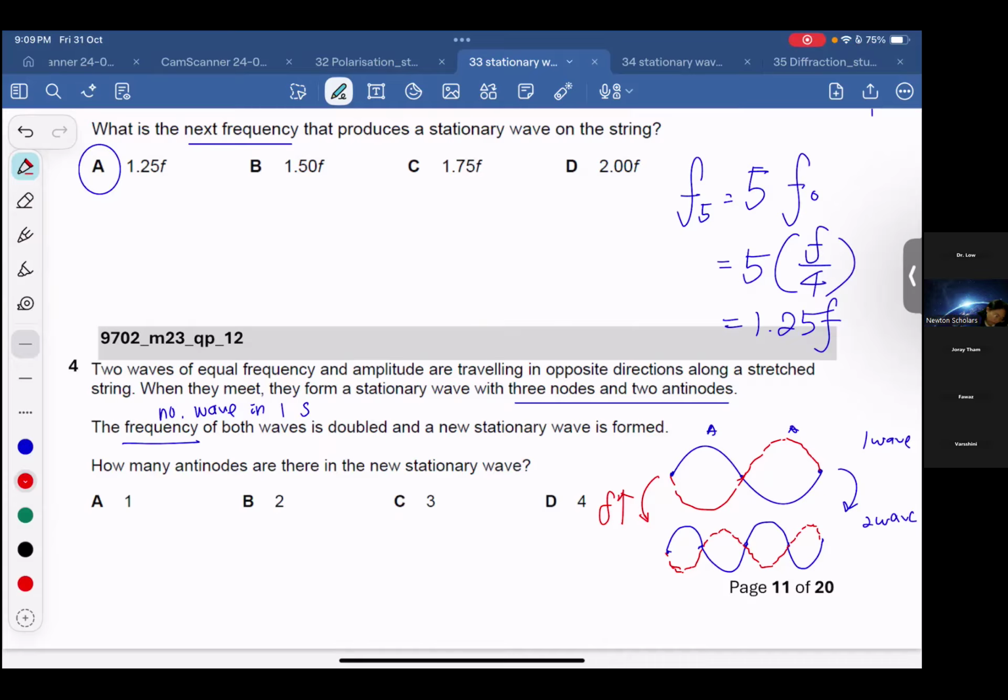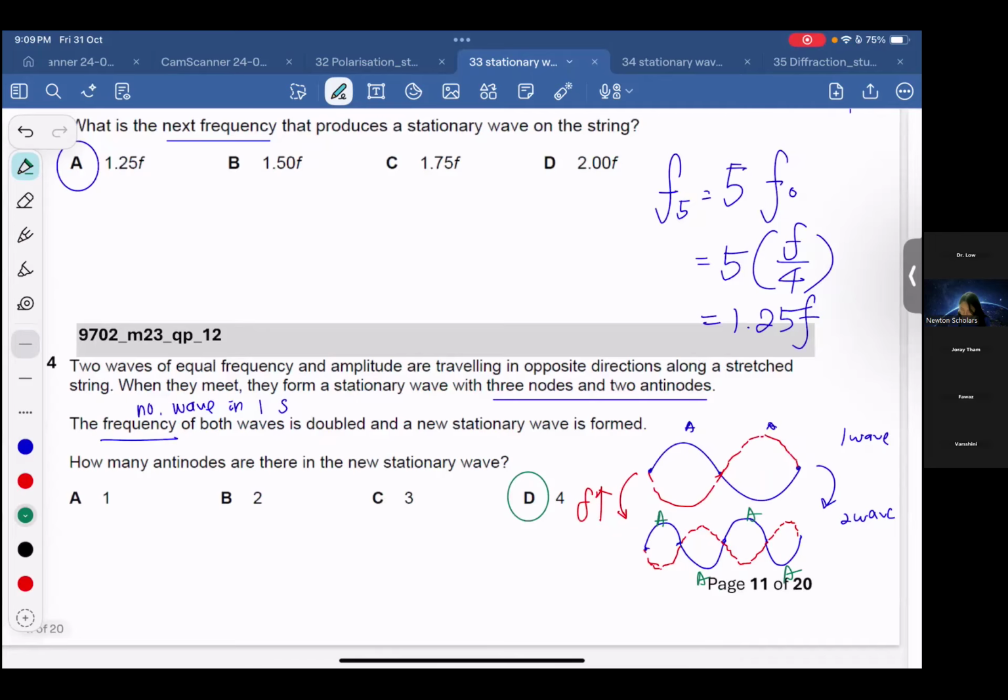Yes, correct, Manjo. Okay, let me check. Vashini correct. Fatima correct. How many antinodes? We got 4. Is it okay? Can we proceed to the next page, dear? Yes. Okay, let's go.